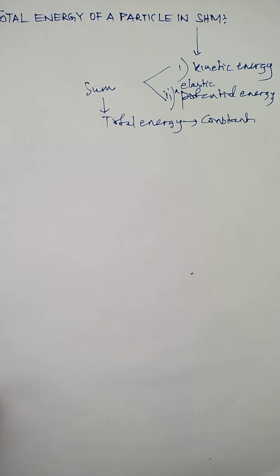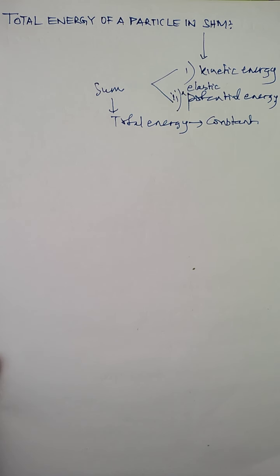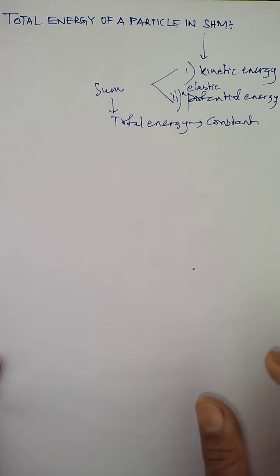Now in order to measure the total energy of the particle in simple harmonic motion at any instant of time, we first measure the kinetic energy, and we measure the potential energy, and we add the two energies. That makes the total energy.